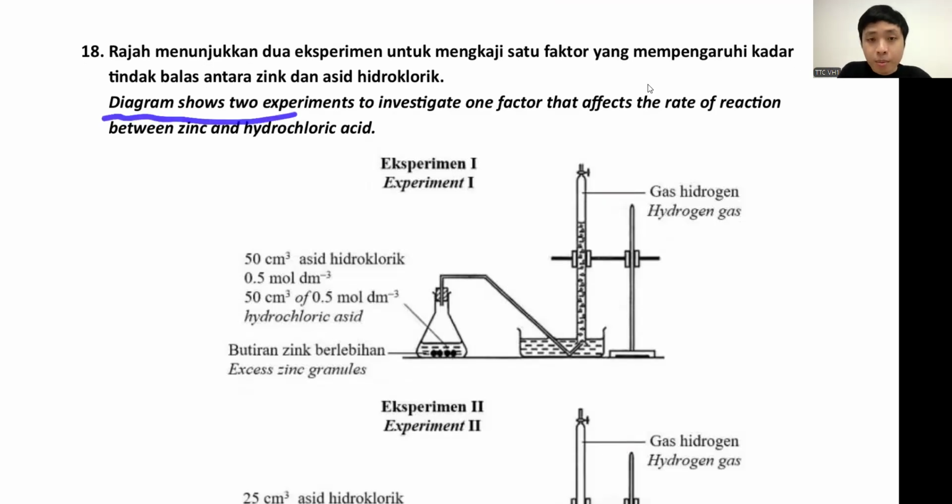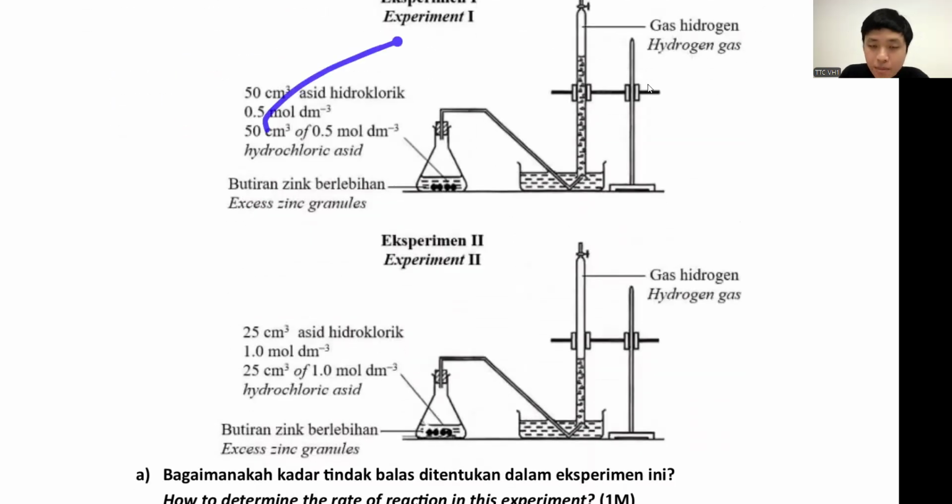Okay, the diagram shows two experiments to investigate one factor that affects the rate of reaction between zinc and hydrochloric acid, Zn and HCl. So you've got two different experiments. The setup is the same, it's just that the volume used is a bit different, and the concentration is different. One has a higher concentration, the other one is half of it, so lower concentration. The one with the higher concentration of acid means we get a higher rate of reaction.